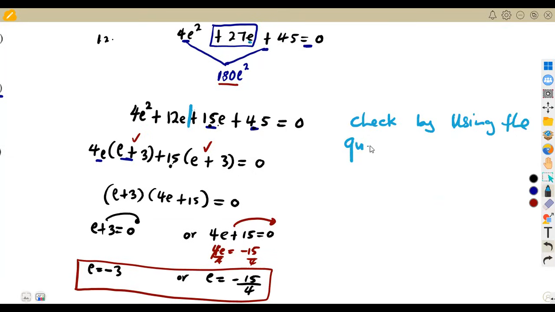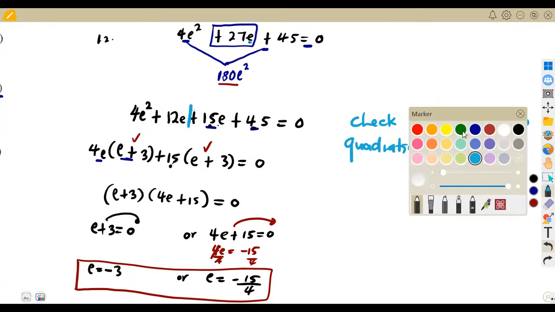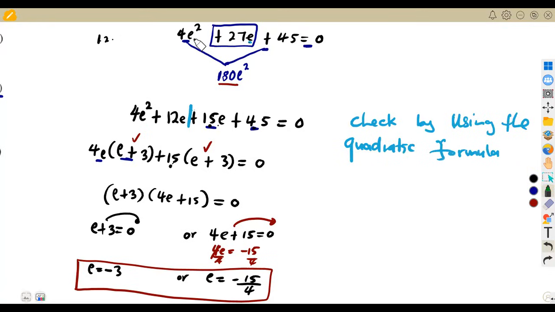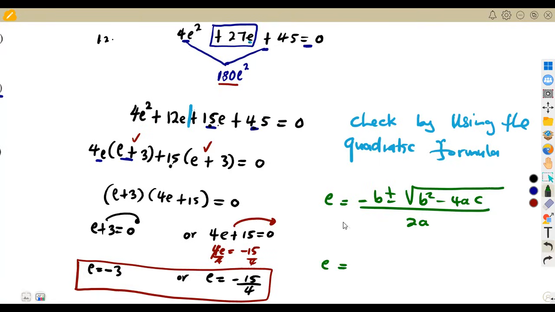So that is what you're going to apply in this case. We are going to check this by using our quadratic formula. Using our quadratic formula, we know that it states that x, which is in this case, we are solving for e. So instead of using x is equal to, we are going to say e is equal to minus b plus or minus the square root of b squared minus 4ac all over 2a. You are now checking your values if they are the same. Remember, this is our a, the coefficient of x squared, the coefficient of this is our b and c.